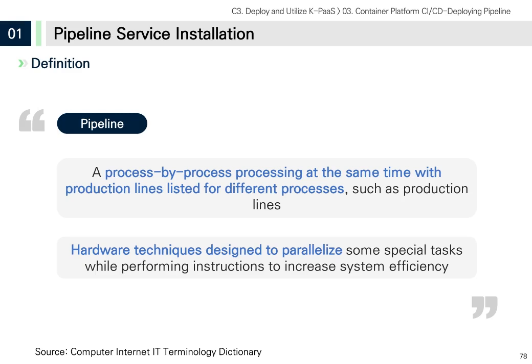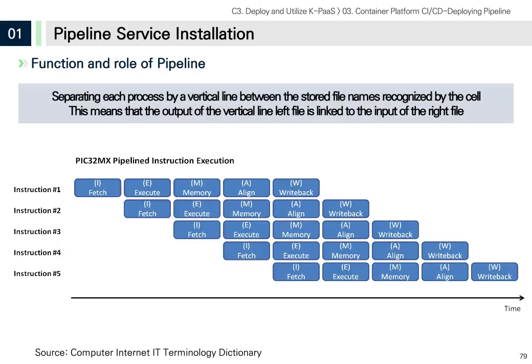More specifically, being pipelined means that the shell recognizes a vertical line separating the file names where each process is stored, and that the output of the file to the left of the line is connected to the input of the file to the right.